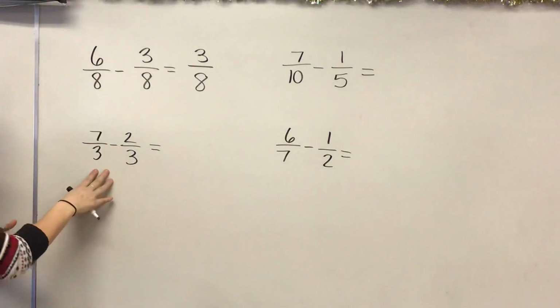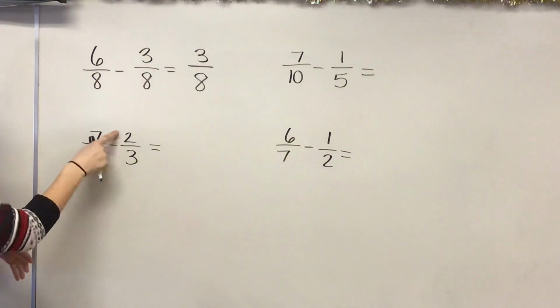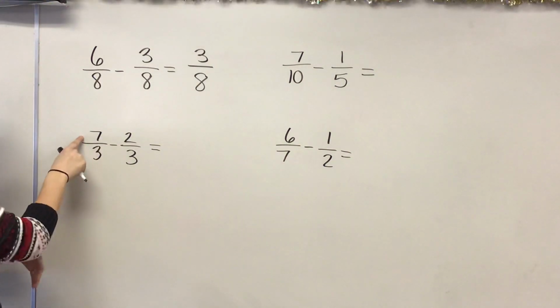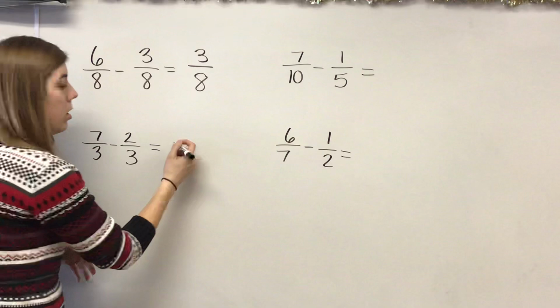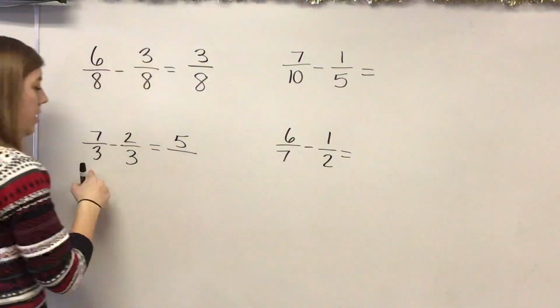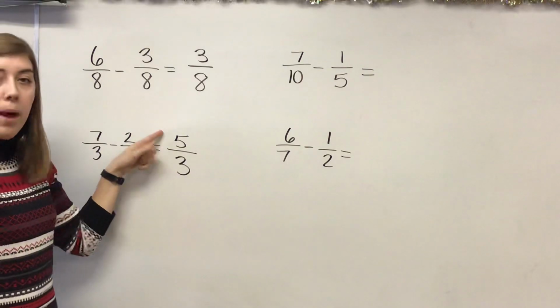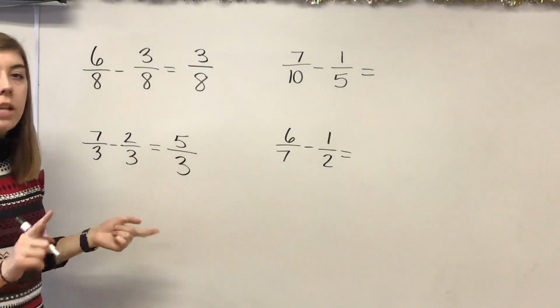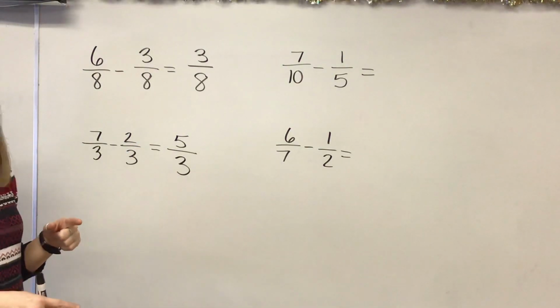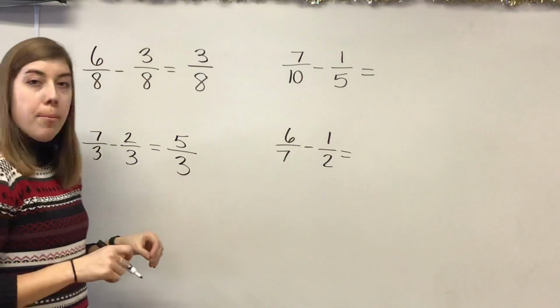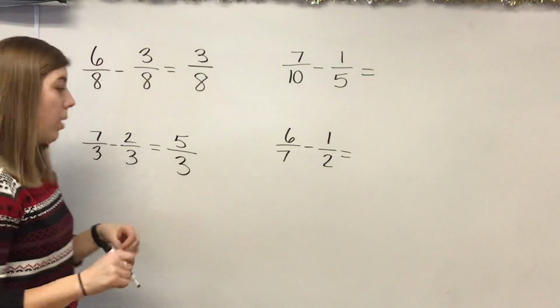Okay, so if I see a problem like this, 7/3 minus 2/3, I would subtract only the numerators. 7 minus 2 is 5. Denominator stays the same. You'll notice this is one of those improper fractions. If you want to convert that to a mixed number, make sure you check out the video on converting an improper fraction to a mixed number, okay?